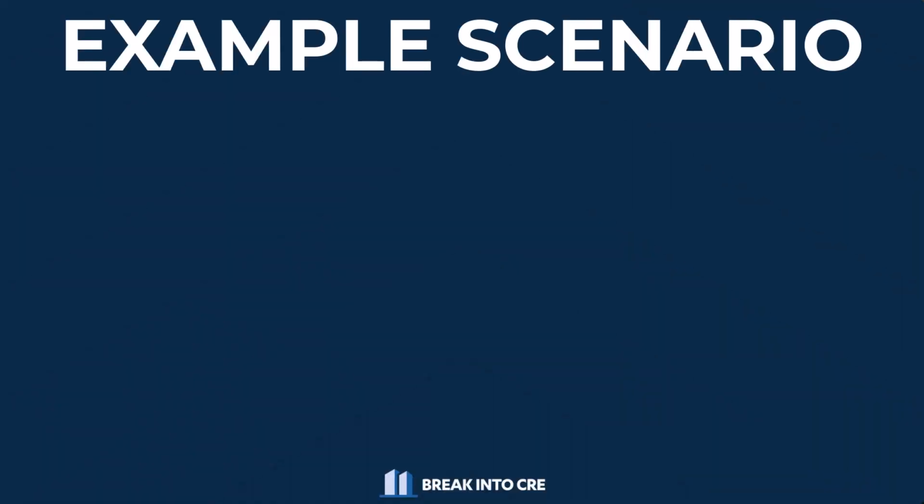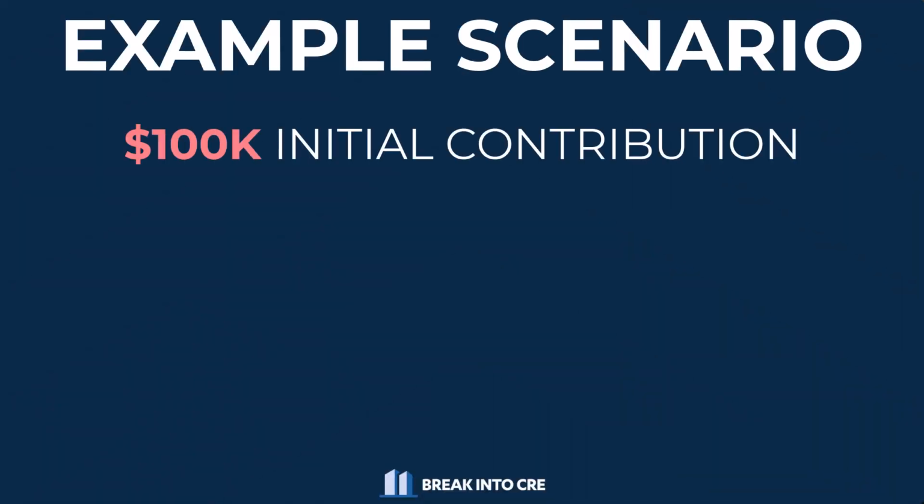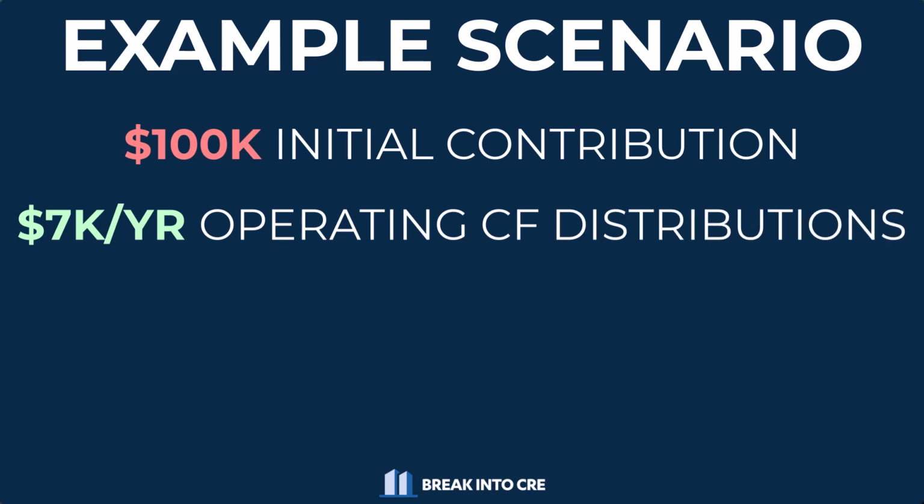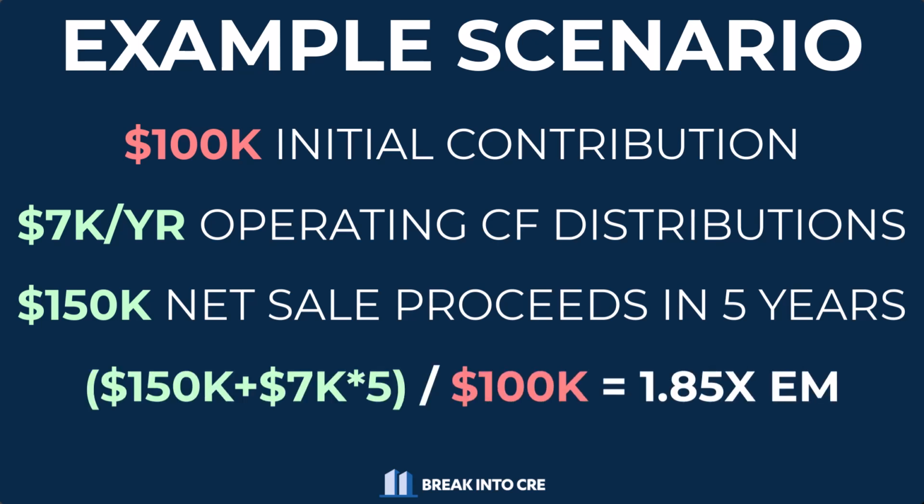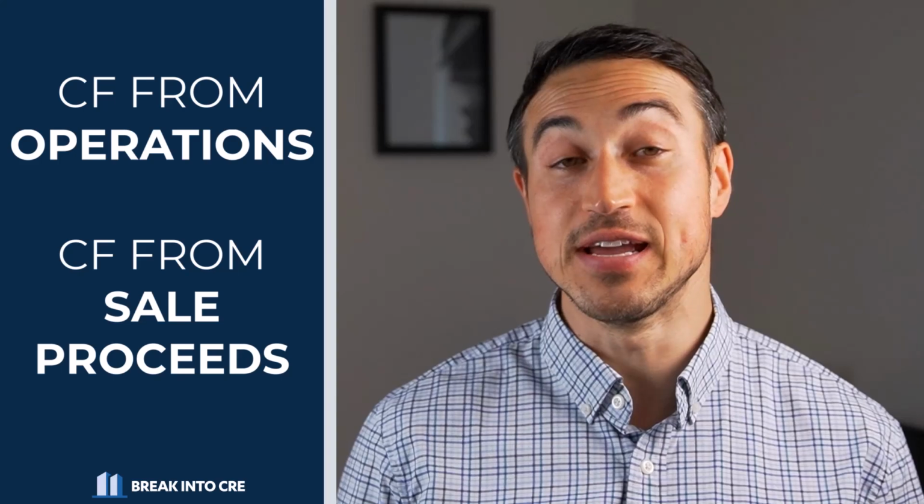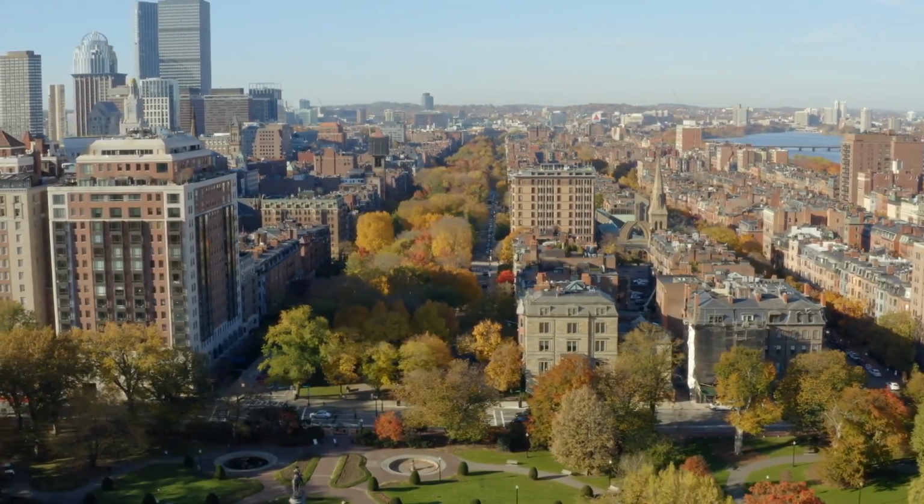For example, if an investor contributed $100,000 into a deal, earned $7,000 per year over a 5-year period in distributions from ordinary operating cash flow, and the property was ultimately sold at the end of that 5-year period, producing an additional distribution to that investor of $150,000 at that time, this would represent a 1.85x equity multiple on that initial contribution. Now, unlike the cash on cash return, this metric factors in both cash flow from operations and cash flow from the sale of a property, and this also isn't calculated on a year-by-year basis.